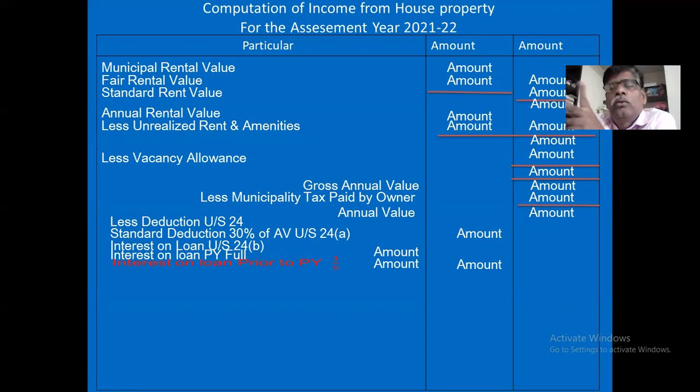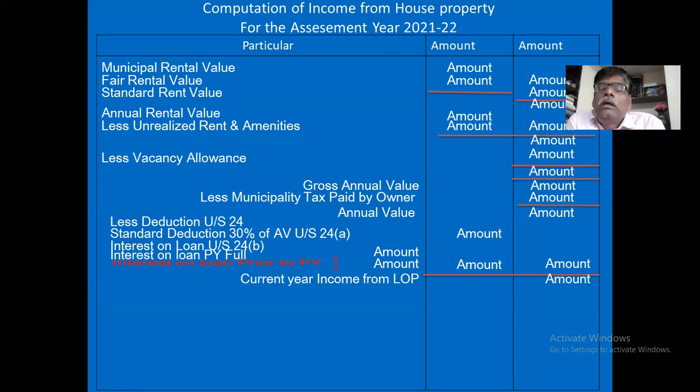And there are only two deductions. One is standard deduction, second is interest on loan. You take this total to the outer column and deduct in the outer column. Whatever amount remains, that amount is called current year income from let out property. LOP means let out property.